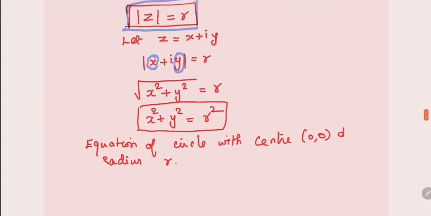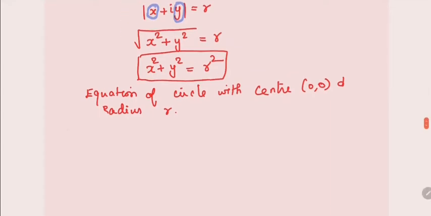Using this, we are going to exercise 2.6 and moving to problem number 4. What is asked? Show that the following equation represents a circle and find its center and radius. So we have to show that the following equation represents a circle. The first subdivision is modulus of z minus 2 minus i is equal to 3. So what do we have to check?